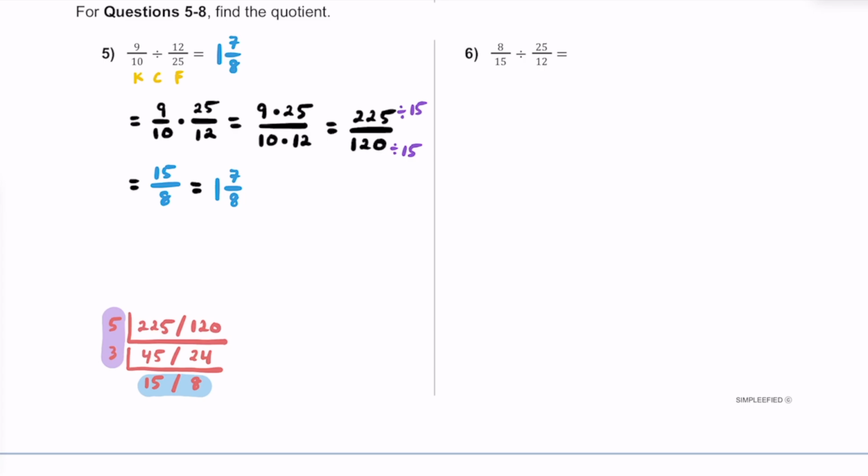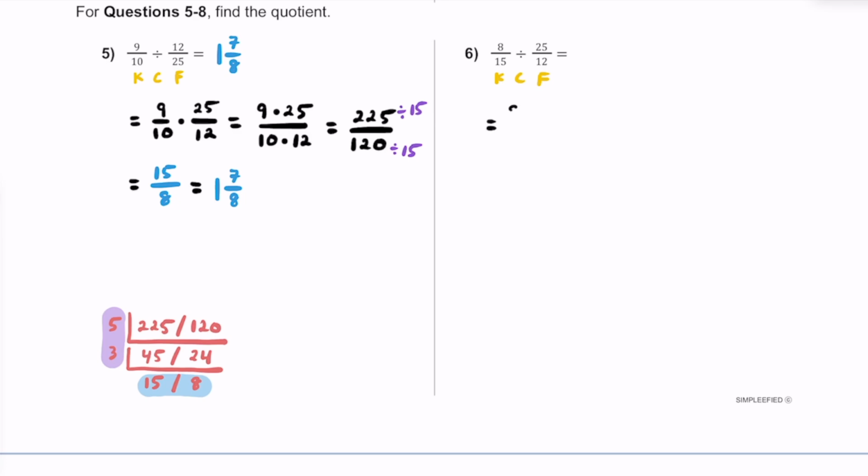All right, cool. Let's check out number 6. Number 6 is another division problem. So let's take this proper fraction and this improper fraction and go ahead and divide it. We'll see how many times that second fraction goes into the first fraction or fits inside. So we're going to keep, we're going to change, we're going to flip. So we're going to go ahead and rewrite this problem as a multiplication problem.